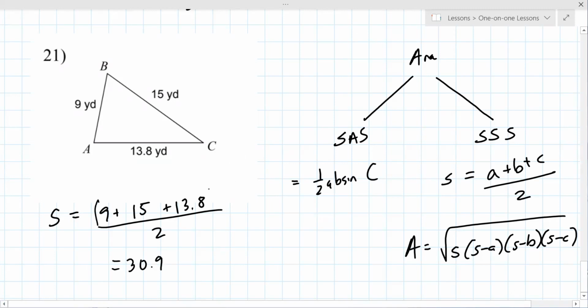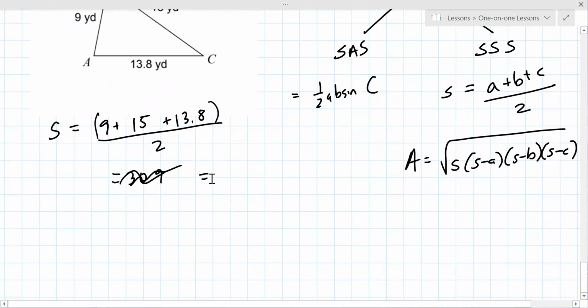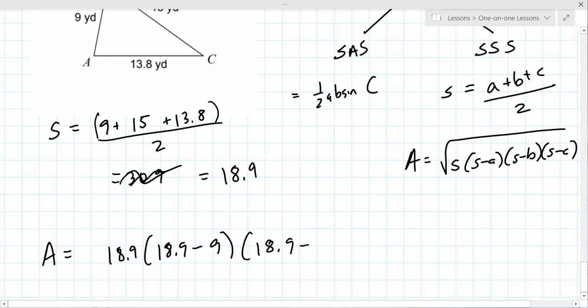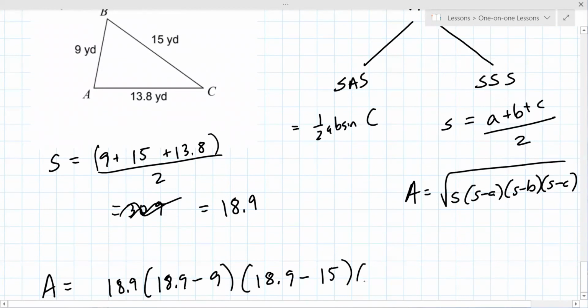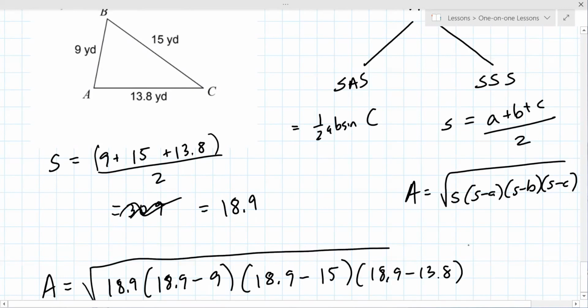So 30.9. That's not right. You probably didn't put parentheses here. Oh, wait, there we go. 9 plus 15 plus 13.8. You're right, 18.9. Okay, so your S is 18.9, times 18.9 minus 9, that's one of the sides, times 18.9 minus 15, times 18.9 minus 13.8, and then you take the square root of all that.